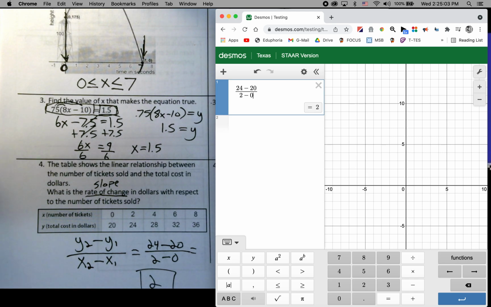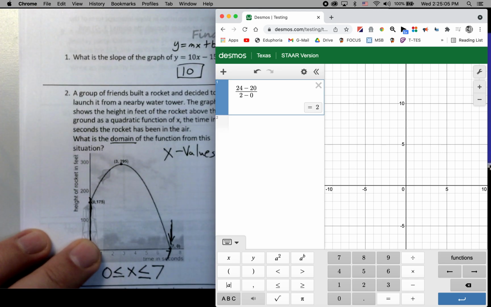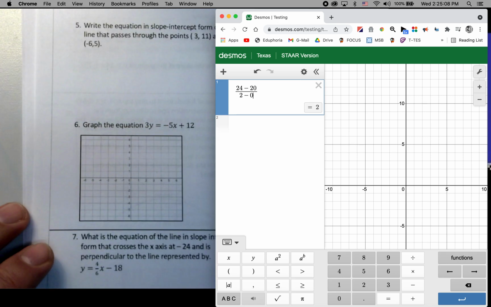All right. So turn the page. We're going to do number 5 now.